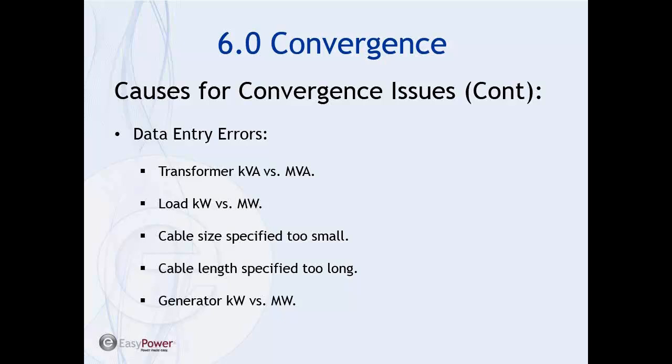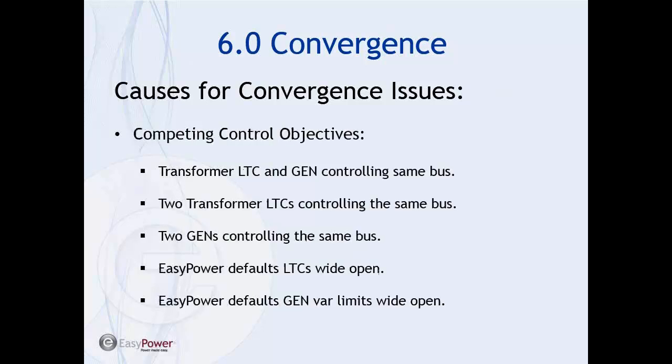Transformer KVA versus MVA. How many times have we put in 1 MVA and it turns out the setting in the dialog was set for KVA? Okay? So obviously hooking up a 500 kilowatt load to a 1 kVA transformer really won't work. Load kilowatt versus megawatts. Cable size specified too small. Cable length specified too long. And generator kilowatts versus megawatts. Putting in what you think is kW and it really should be megawatts, or putting in like 500 megawatts and it really should have been 500 kilowatts. Both of those will cause issues.